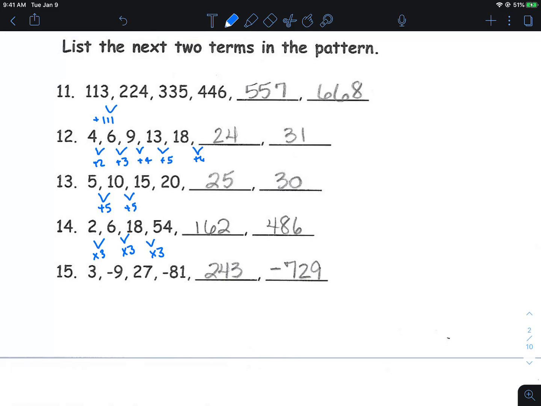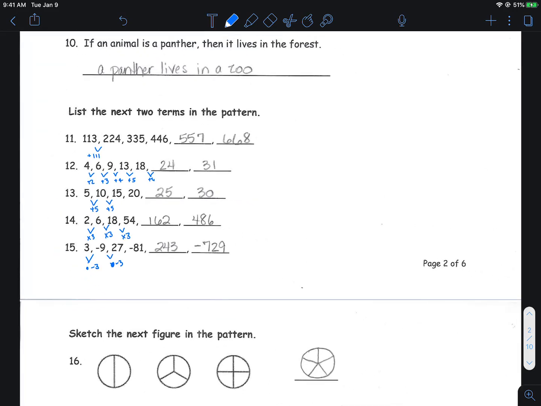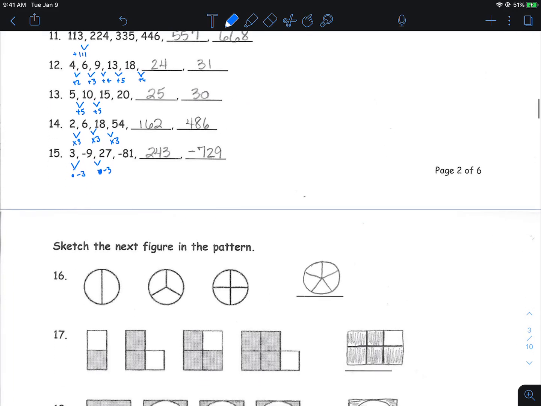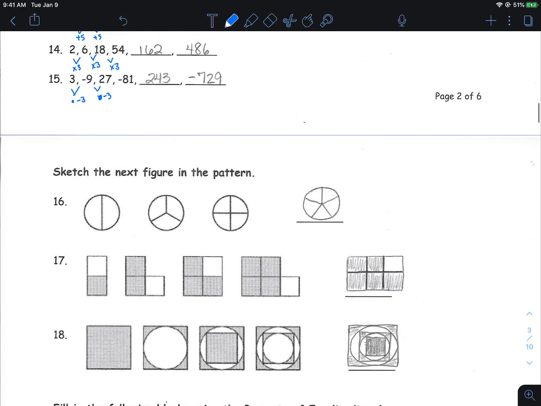Okay. This one's another multiply. This one's multiplying each time, but it's multiplying by a negative number because the signs are switching. So you can say that's times -3 every time. If you want to use, instead of x, so you don't think that's x minus 3, you could use a dot for times 3. It's totally fine. So times negative 3, and you can keep it going. Positive 243, negative 729.